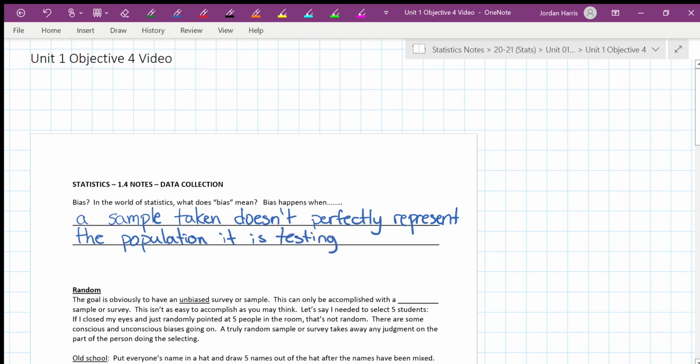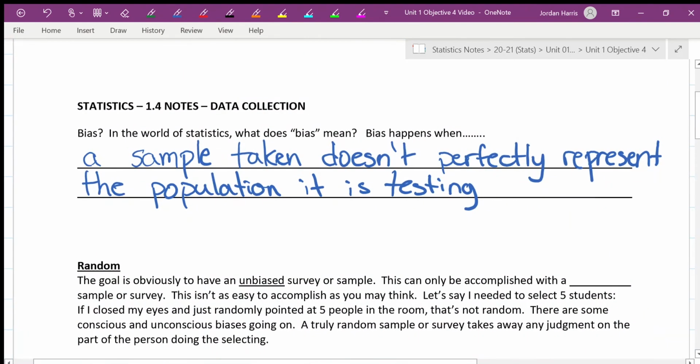Okay, so bias is actually really important. We want to limit bias. Our goal is no bias. That is actually very difficult to create, which you should have learned in Math 3, and now you'll see again in this class.